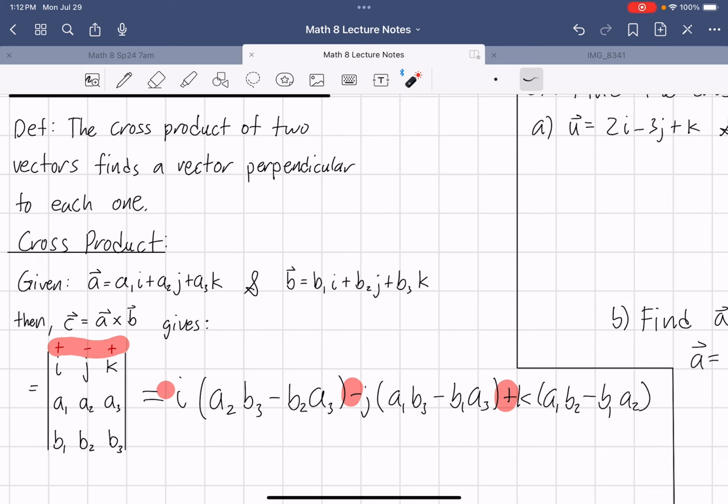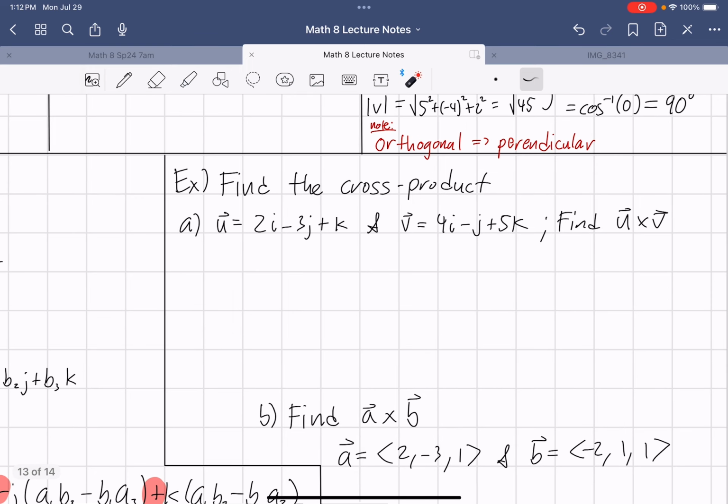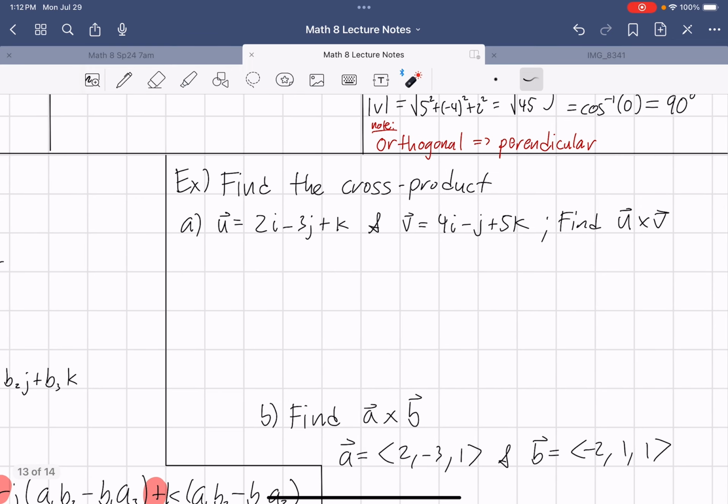And what happens here is, of course, we're left with an I, J, K vector. And that vector is going to be perpendicular to A and perpendicular to B. And that's going to be the vector C, or orthogonal, if you saw the last video. So then we try to find the cross product. So this would be doing the cross product.